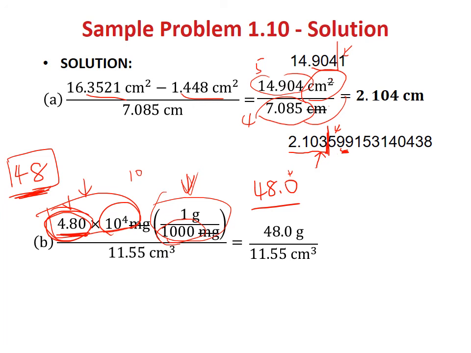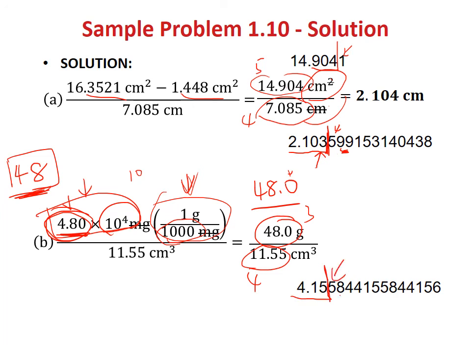11.55. Now first use a calculator. This is the answer from the calculator. But for division, you look at the fewest significant figures. So here you have 3, and here you have 4. So the answer should have 3 significant figures. So go to this number, 3 significant figures. You need to remove the 5, and because you have a non-zero after the 5, you need to add 1. So the answer should be 4.16 gram per cubic centimeter.